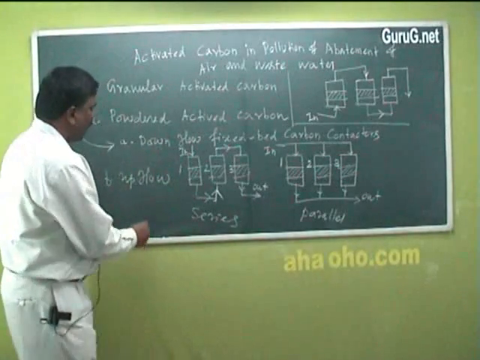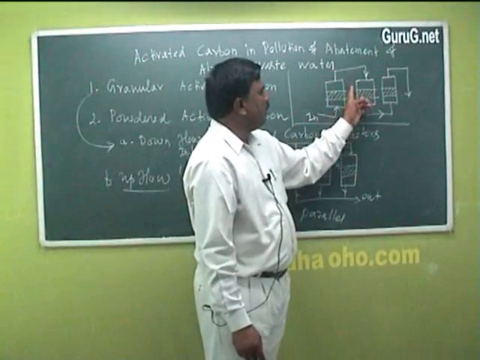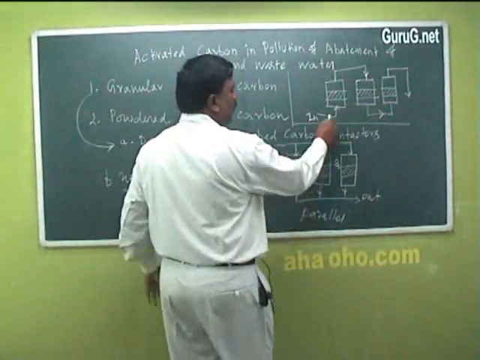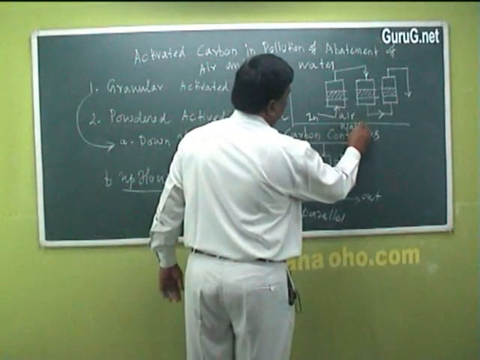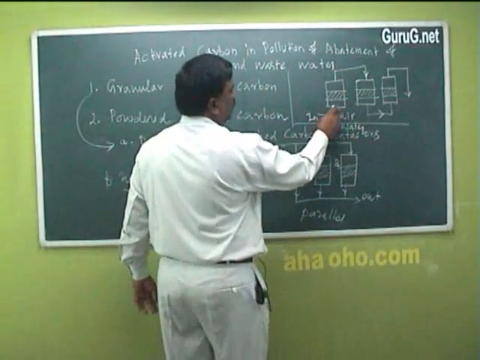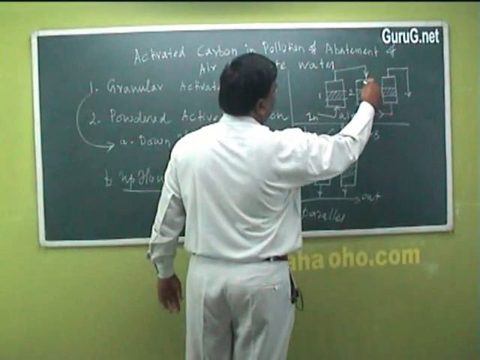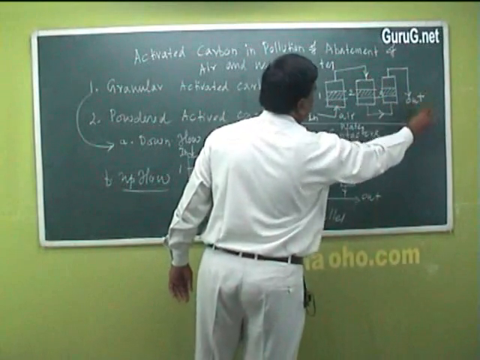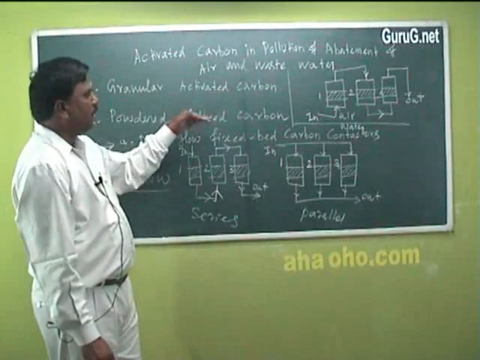The next one is the upflow fixed bed carbon contactor. This is the upflow method of using the fixed bed carbon contactor. Here the water or air enters in the upflow way. The first column takes the air and water, which then comes out and enters the second column, and the third column gives out the pure water. What is the difference between the downflow and the upflow?